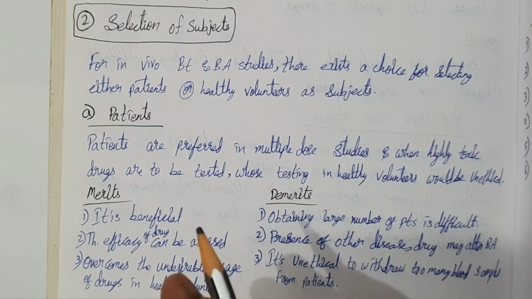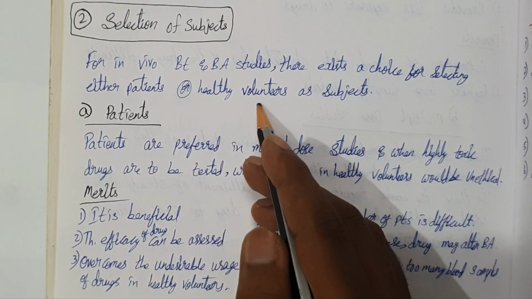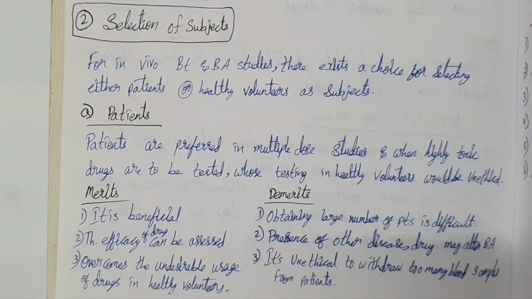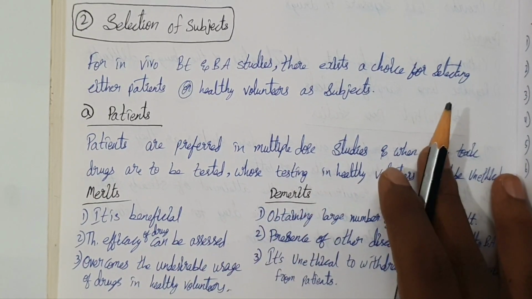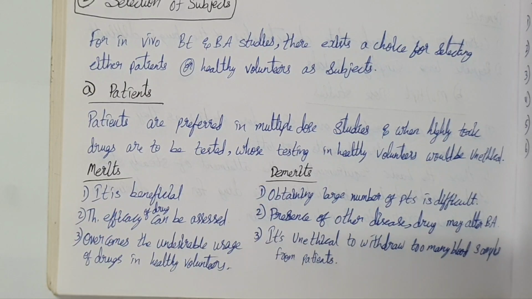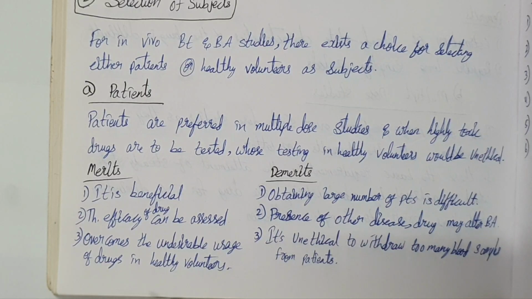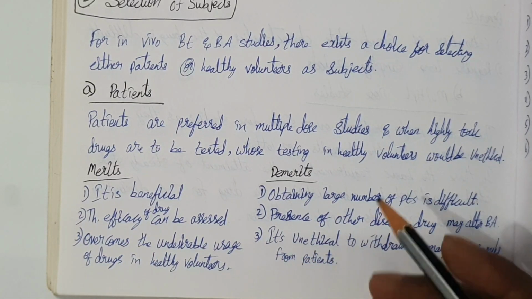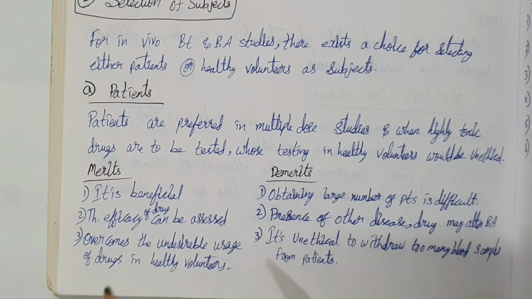Let's talk about a key part of every bioavailability study, that is subject selection. The subject can either be a patient or a healthy volunteer. Depending on the drug and study type, we select these subjects. First, we'll talk about the patients. Patients are used in multiple dose studies, and when testing high risk drugs that can't be given to healthy people, we'll go with the patients.